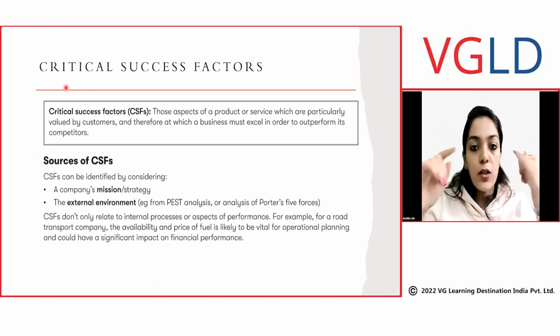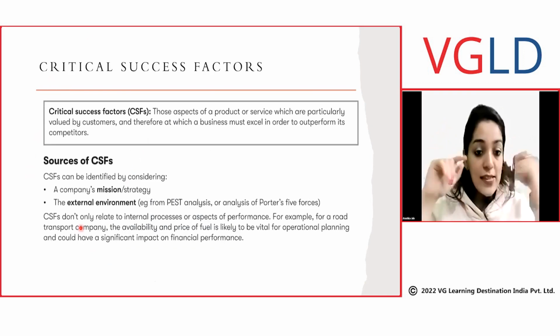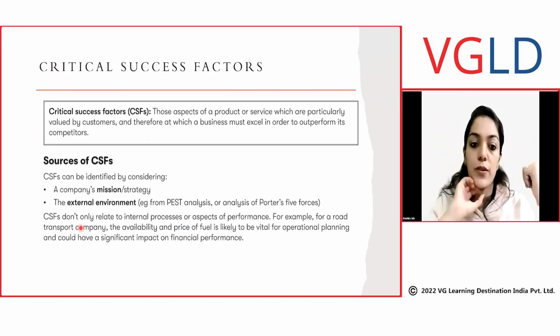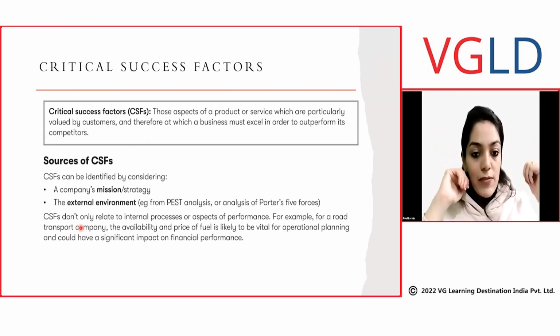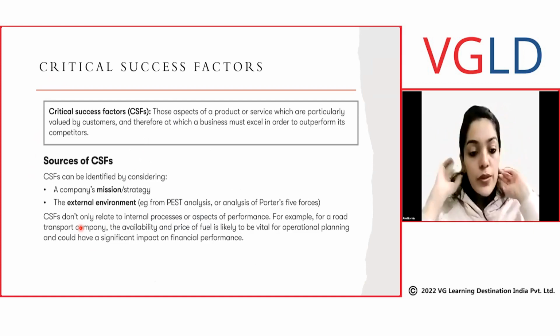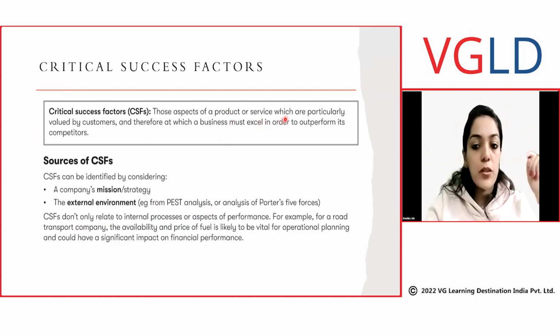So that was about mission and objectives. Then, as I mentioned yesterday, critical success factors. So what are critical success factors? You know it now. The factors without which a company cannot exist or cannot succeed in an industry. Critical success factors are those aspects of product or service which are particularly valued by customers and therefore at which a business must excel in order to outperform its competitors.